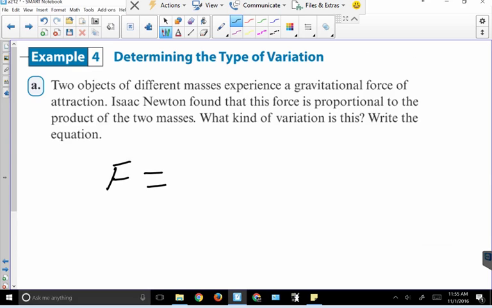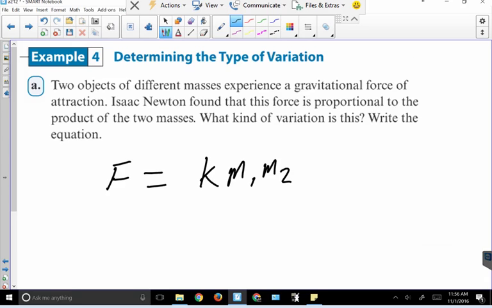Product of the two masses. Well, that would be mass 1 and mass 2. This you've seen in science. Is there going to be a constant of variation in there? There's always a constant of variation. Sometimes it's just 1. So force is equal to K times M1 times M2.